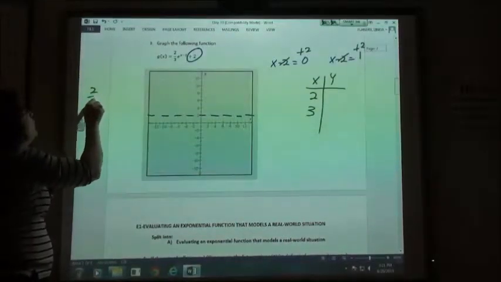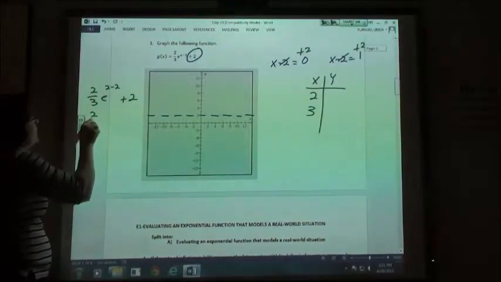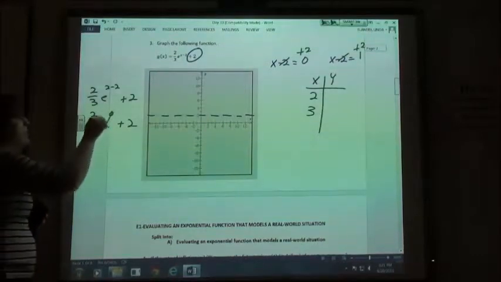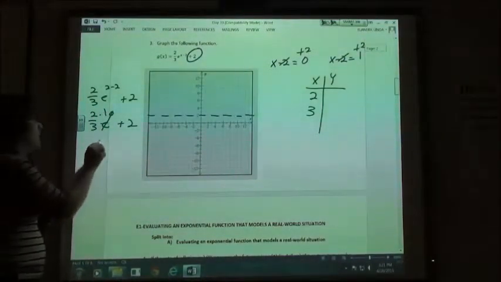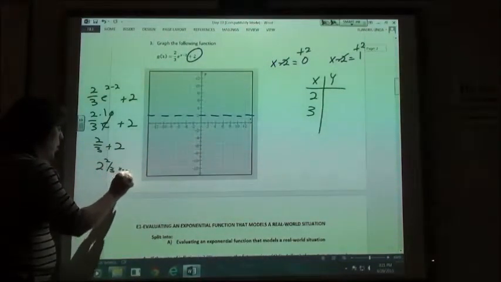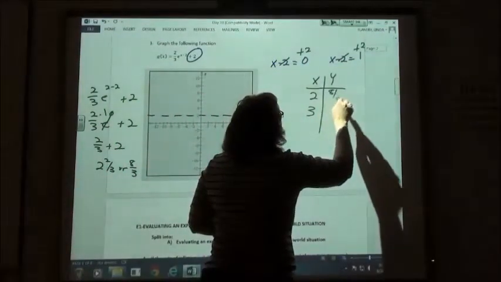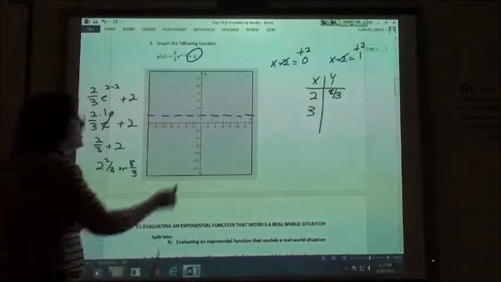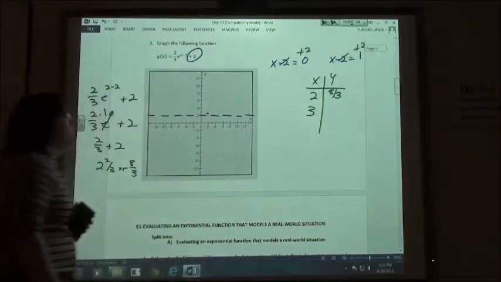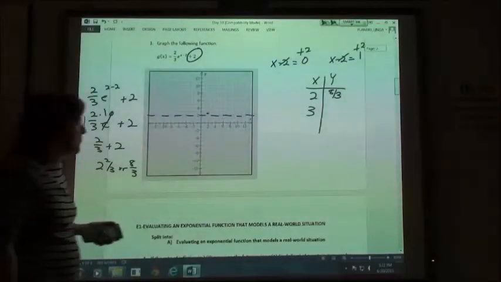So 2/3 e to the 2 minus 2 plus 2. 2/3 e to the 0 plus 2 then. E to the 0 power is 1. 2/3 times 1 is 2/3. 2/3 plus 2 is 2 and 2/3, or 8/3. So at 2, we're at 2 and 2/3. Should be just a little bit above my line. It should be closer to the 3, but close enough for what we're doing.